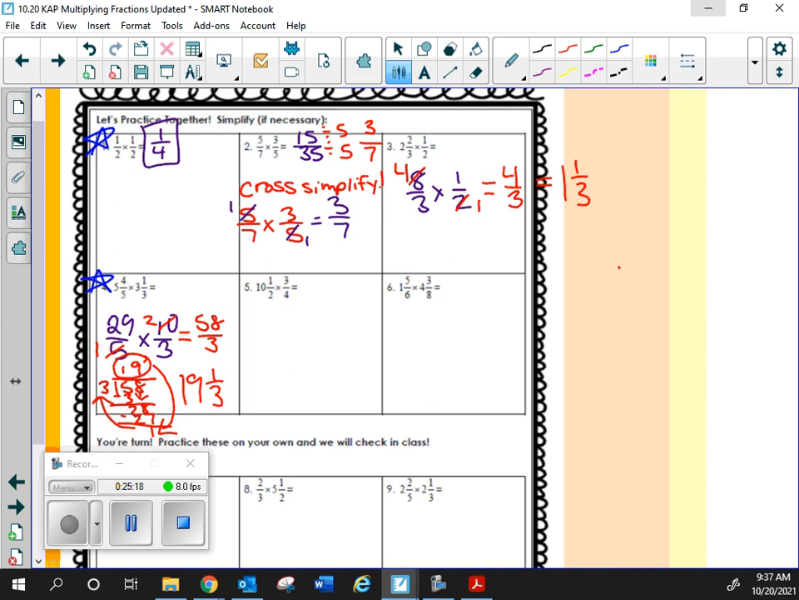Okay, so even if you didn't do the cross simplifying at the end, you should get 1 1/3. Do you agree? Do we have questions? Okay, awesome job explaining. Amazing.